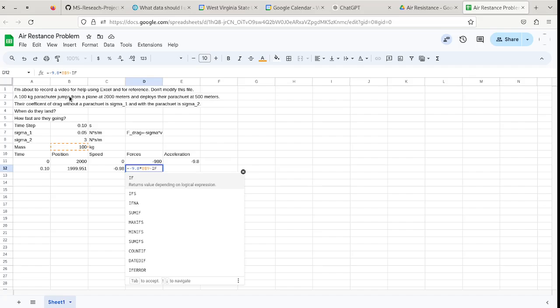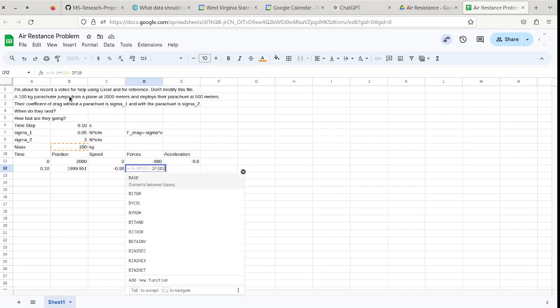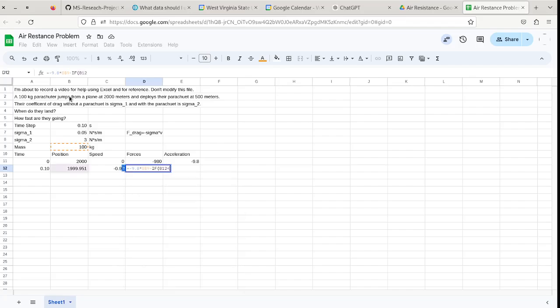all right, IF, now I'm going to specify that if their position, so position is B12, is less than 500 meters, then their sigma is going to refer to sigma 2, and that is B$8. Otherwise, it is going to be B$7.